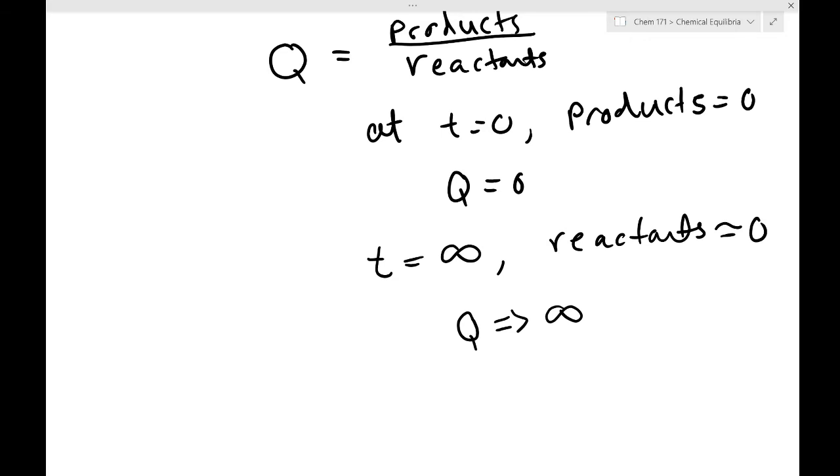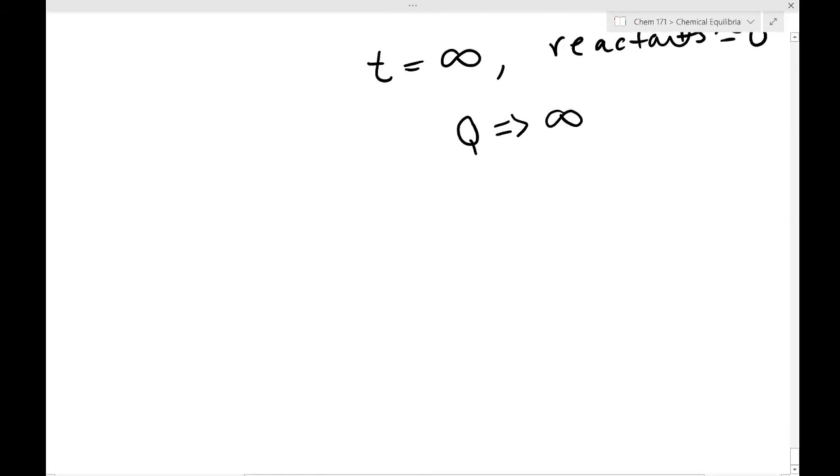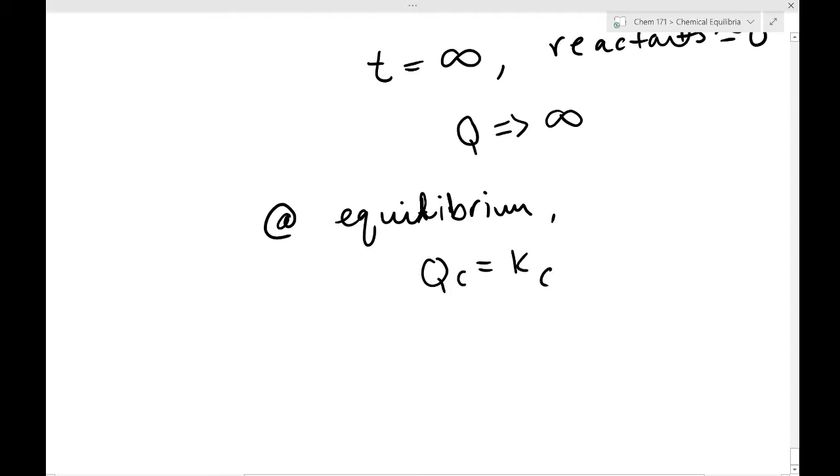Okay, let's make one more definition. At equilibrium, Qc is equal to Kc. Qc is equal to Kc at equilibrium.